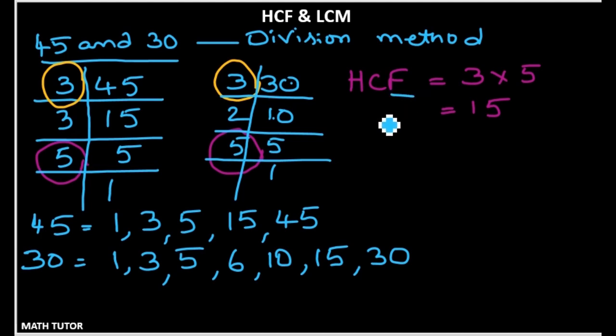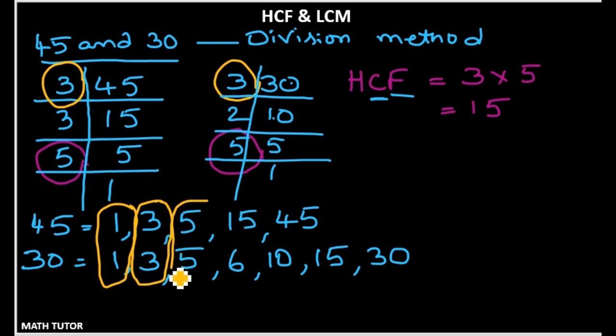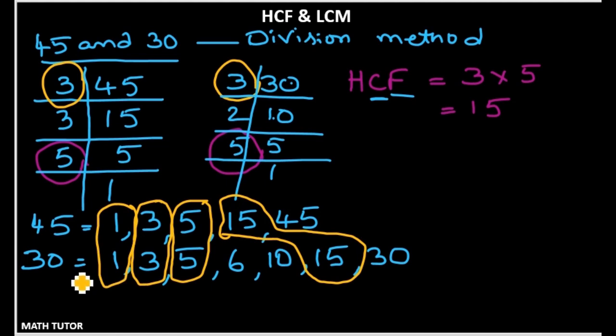Now I have written the factors. Next I have to find out the common factors between these two. We have 1 as a common factor, and 3 is also a common factor, and we have 5 as a common factor, and what else we have? We have 15 is also a common factor for 45 and 30.